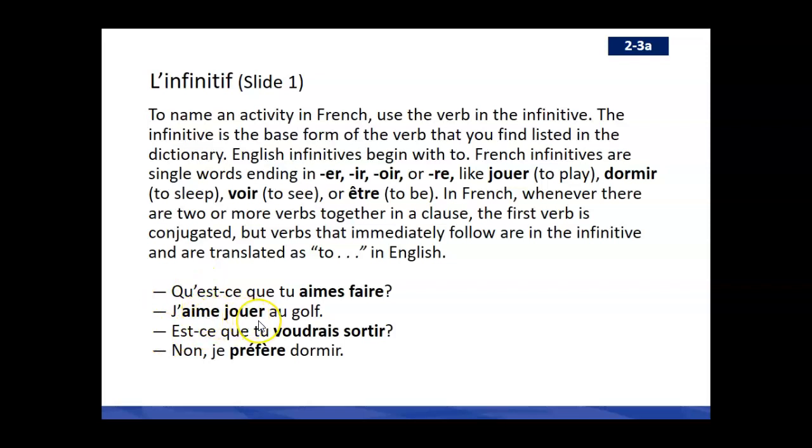J'aime jouer au golf. So I like. Now we're conjugating aimer to go along with je. And notice that we don't say je aime. We use a contraction here. So we drop the E and then add M to that to become j'aime. So, j'aime jouer. I like to play golf. Okay, so jouer is our infinitive form there. In English, we'd translate that as to play.